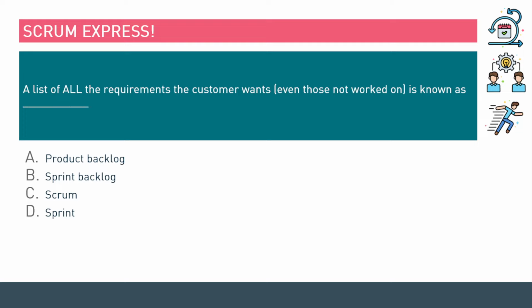A list of all the requirements the customer wants, even those not worked on, is known as what? If you need more time, do hit that pause button. The answer to this is product backlog. It is a list of all the requirements the customer wants, even those not worked on.